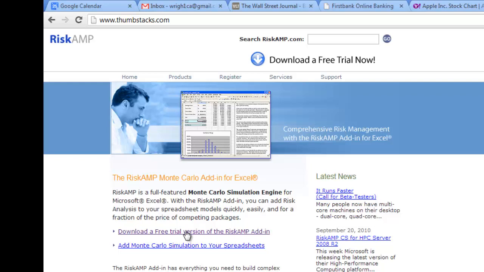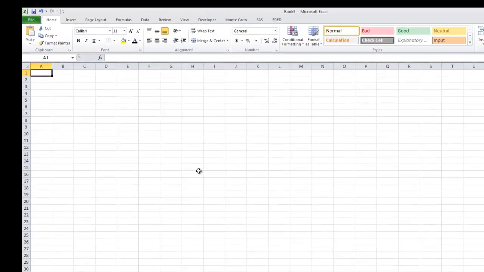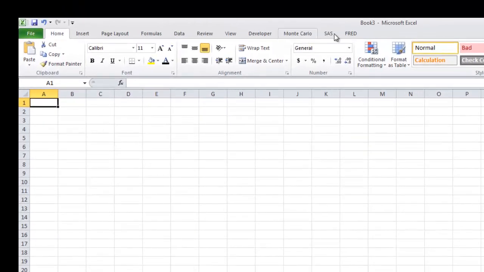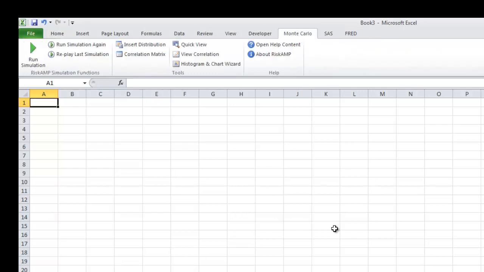So what you need to do is go and download this free trial version of RiskAmp, follow the directions, and what will happen is you'll see a new tab up here. So we have the Fred tab that we used in our previous module. Now we'll have a Monte Carlo tab. And I want to try to demonstrate to you this Monte Carlo simulation using a slightly different context, and then we'll apply it to the discounted cash flows model.